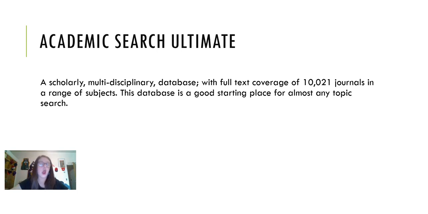Academic Search Ultimate, formerly known as Academic Search Premier, is a scholarly multidisciplinary database with full text coverage of over 10,000 journals in a range of subjects. This database is a good starting place for almost any topic search. And there's so much truth behind that.